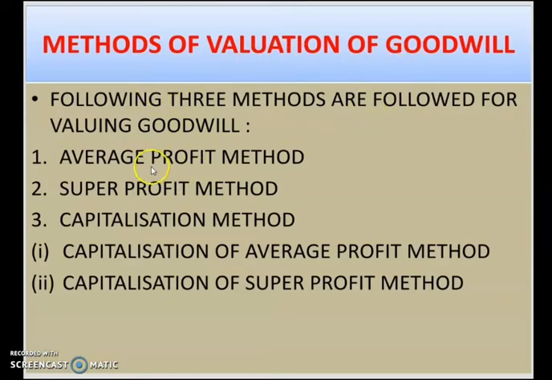So here are the three methods of valuation of goodwill. The first one is average profit method. Second one is super profit method. Third one is capitalization method. Under capitalization we have two sub methods, that is capitalization of average profit method and capitalization of super profit method. In today's class we will discuss the average profit method.